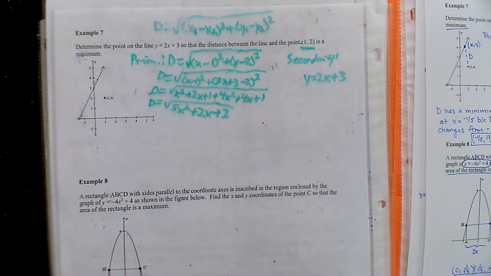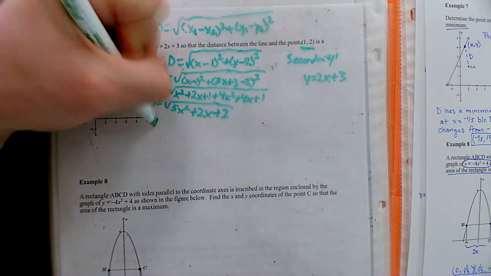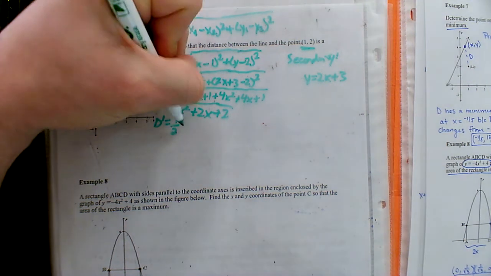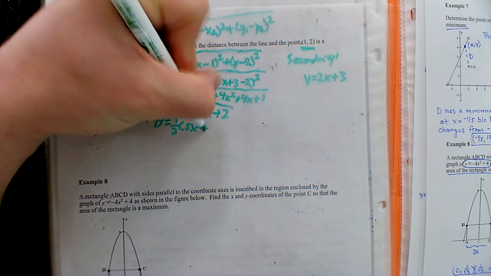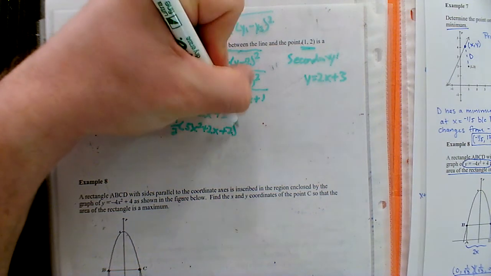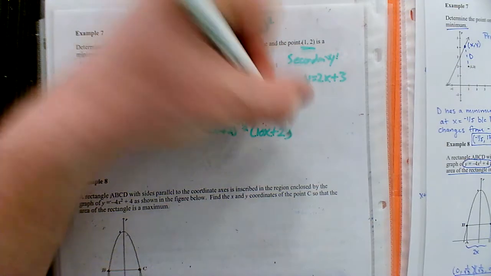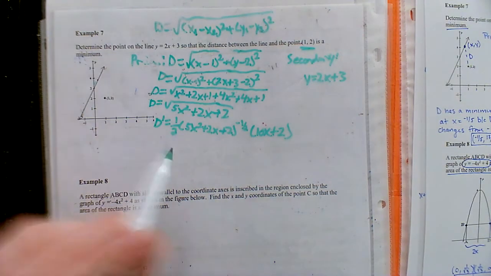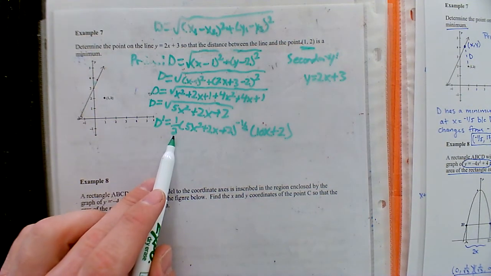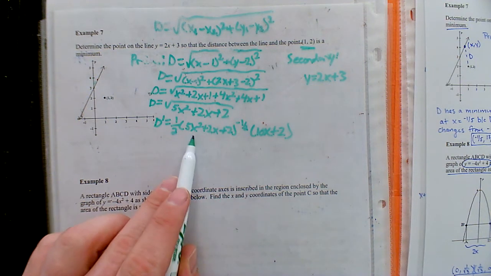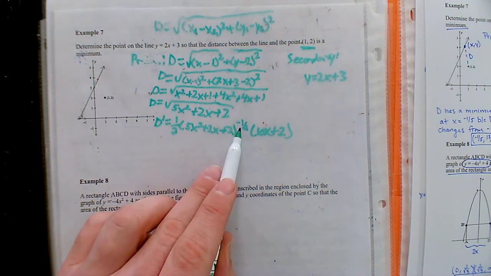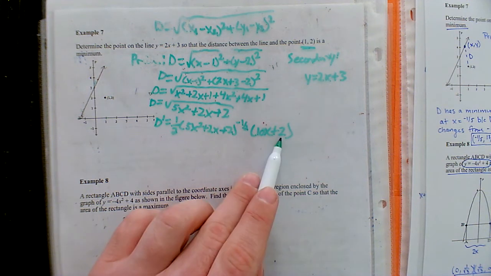So the next step is to do what? Derivative. So take the derivative of the square root of 5x squared plus 2x plus 2. Remember, square root is the power of 1/2. One half times the quantity 5x squared plus 2x plus 2 to the negative 1/2 power, times 10x plus 2.